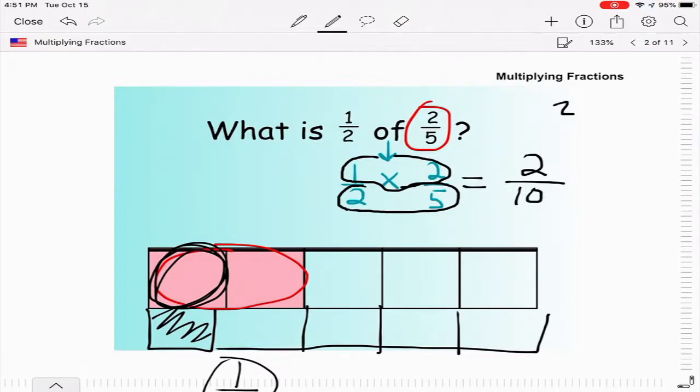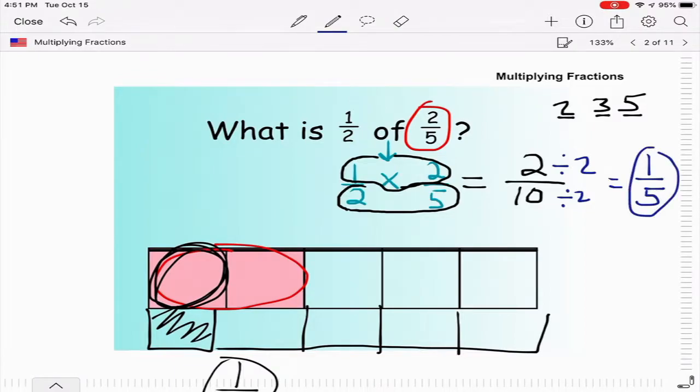Please don't forget to use your basic rules to reduce. You check 2, 3, and 5. That usually works 90% of the time. Well, can 2 go into both numbers? Yes, they're both even. So I'm going to divide both numbers by 2. 2 divided by 2 is 1. 10 divided by 2 is 5. And I'm done. That's all there is to multiplying. So this won't be a hard lesson.